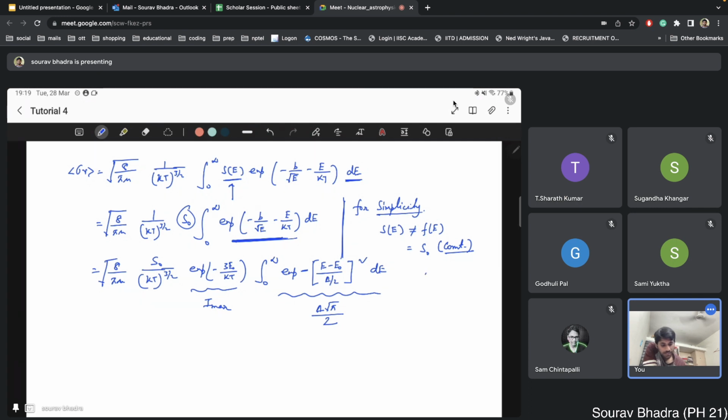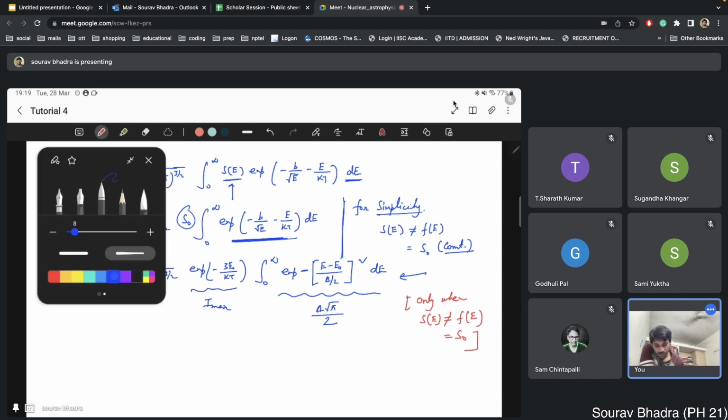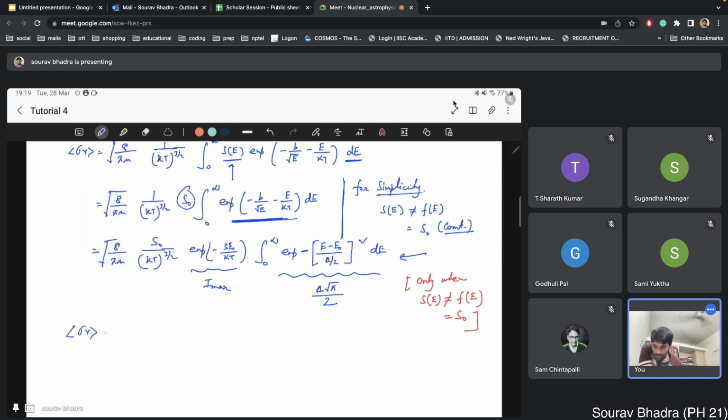So all this integration can be done under the assumption that S is not a function of energy, only when this is valid. Again and again I am telling you, only when S(E) is a constant value, only then this is valid. Now our sigma v can be written as 2 by mu, because this root pi will cancel this root pi. By putting that value here, you can find the final expression: 2 by root mu, delta by kT to the power 3 by 2, S0 e to the power minus 3 E0 by kT. Now this is valid only under this assumption.